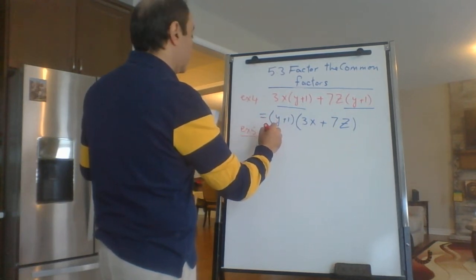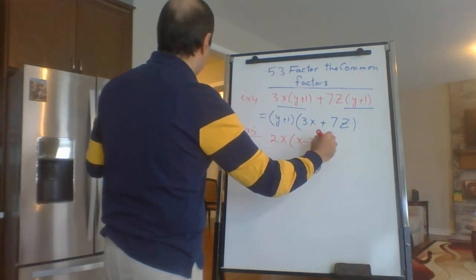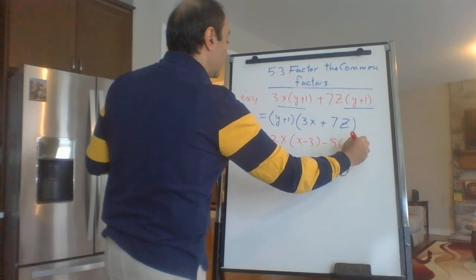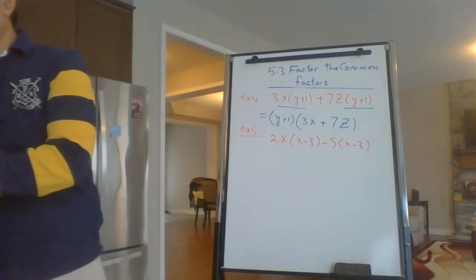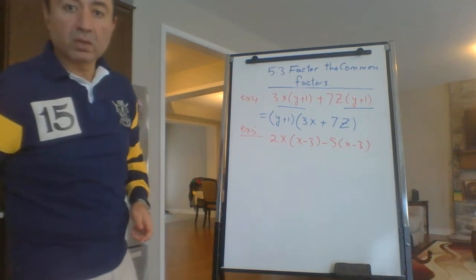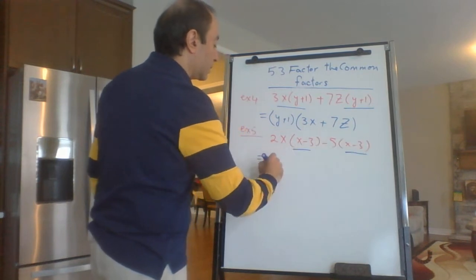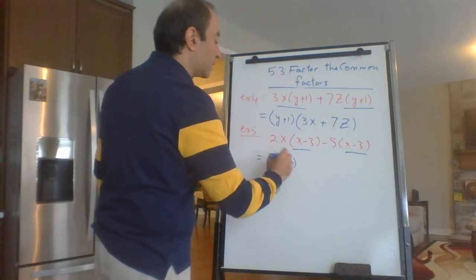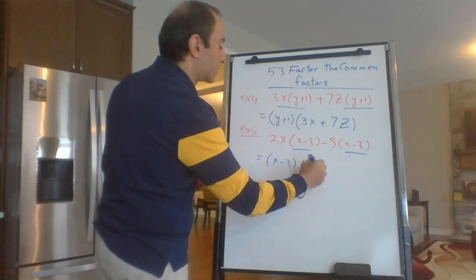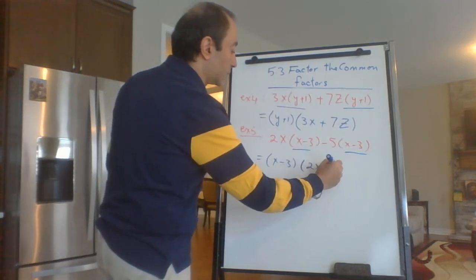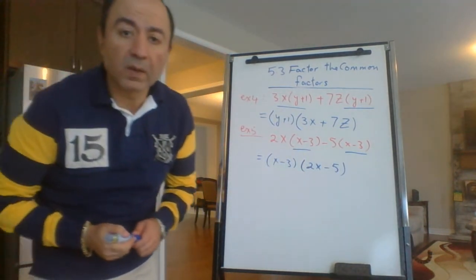We have 2x times (x minus 3) minus 5 times (x minus 3). We need to factor the common factors in here. So what is common? X minus 3. If we factor x minus 3 out, what will be left inside? After we take this out, it will leave 2x, and take this out, leaves negative 5. Okay, this is example 5.